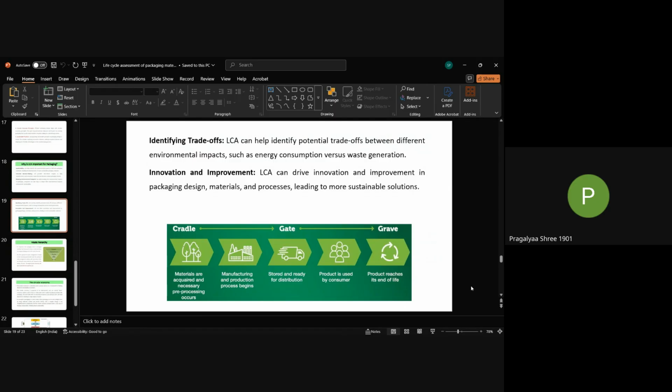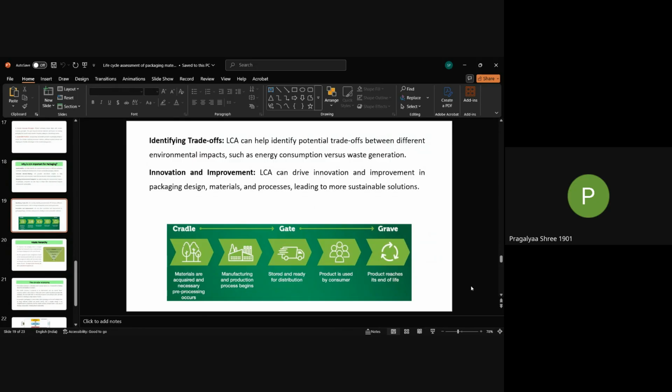The innovation and improvement, like LCA can drive innovation and improvement in packaging design, materials, and processes, leading to more sustainable solutions. So innovation and improvement. Nowadays, what are we going for? We are all avoiding plastic packaging material. Instead, we are going for biodegradable and edible packaging material. That is the innovation and improvement in packaging. So once you know the life cycle assessment, only then can you think about new innovations, innovative strategies, innovative methods for developing a packaging material, and what kind of improvement can be done with the existing one. Everything can be known only when you study the life cycle assessment of a packaging material.